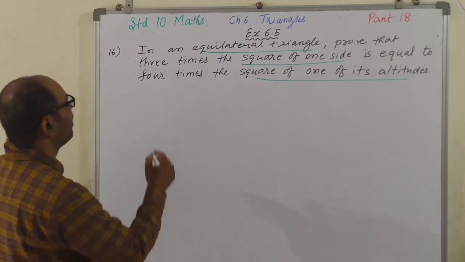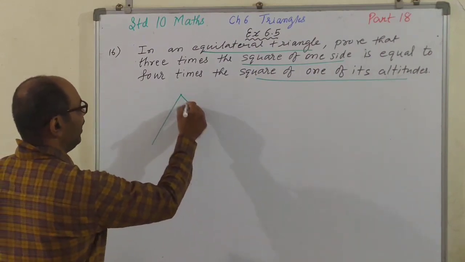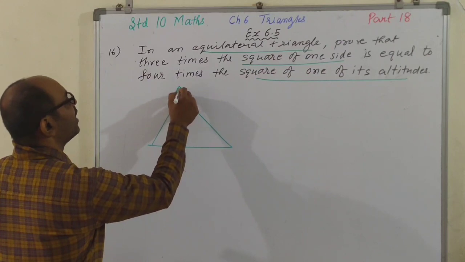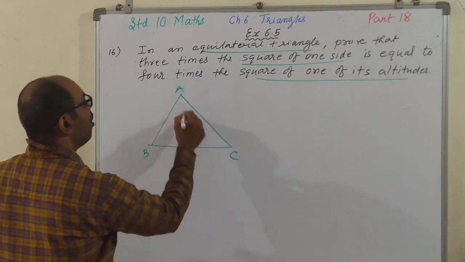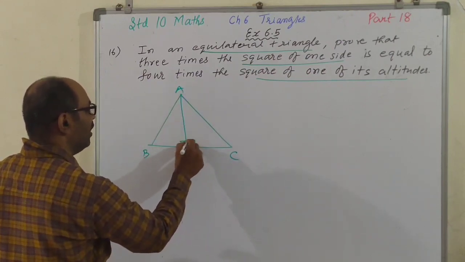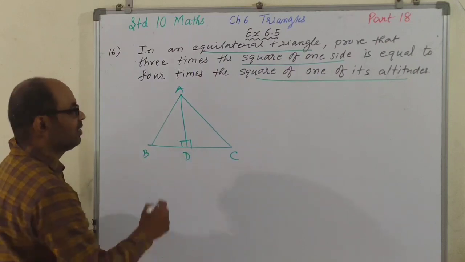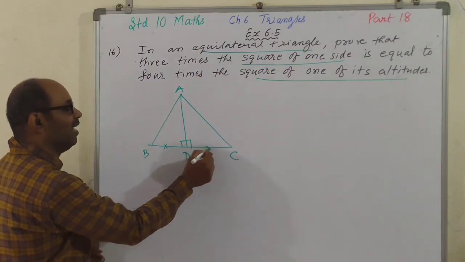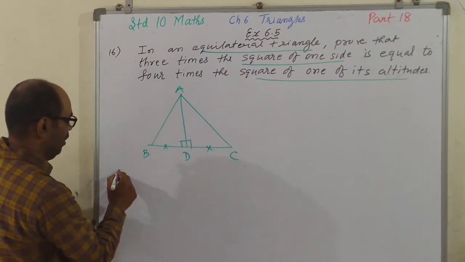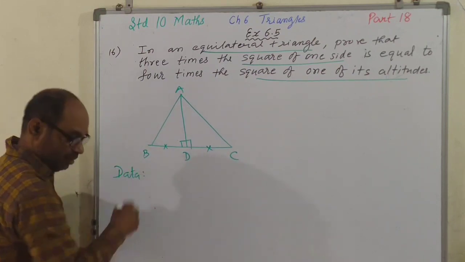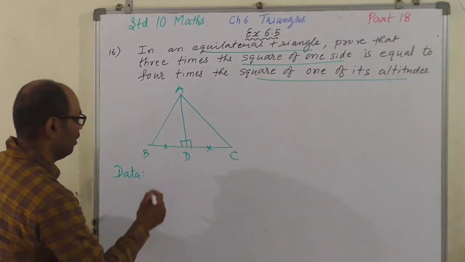Chalo, I'll draw the equilateral triangle. This is equilateral triangle, let's say ABC. और उसमें एक altitude is AD. This altitude is also going to be the median. Correct? Data. What is data?